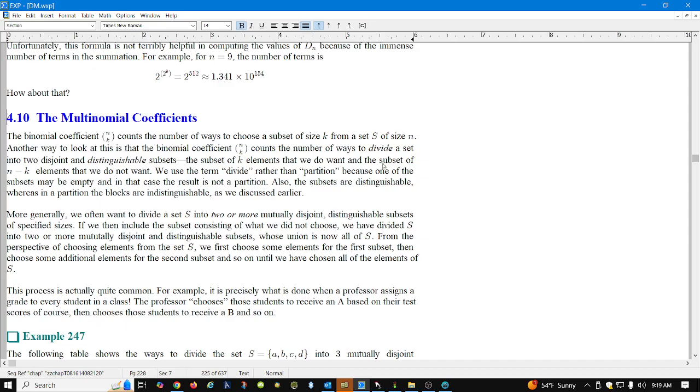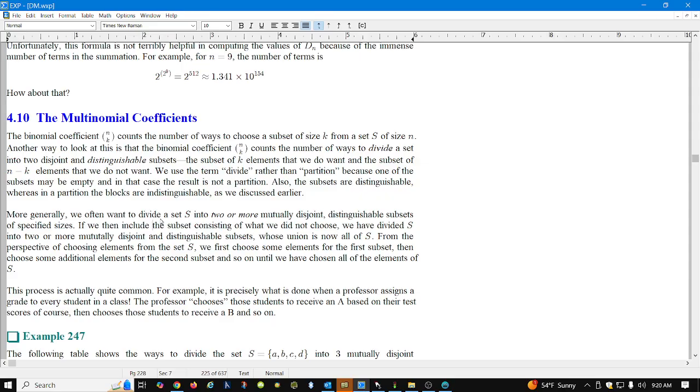And I use the term divide rather than partition for two reasons. First of all, one of the two subsets might be empty, which is not permitted in a partition. And also, as we talked about before, the blocks of a partition are by definition indistinguishable. Whereas in this case, the two subsets of elements we want, elements we don't want, are distinguishable by that feature. So I'm going to have to use the term divide, form a division rather than partition or form a partition.